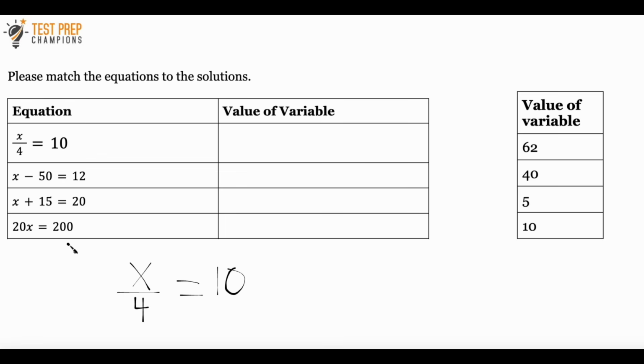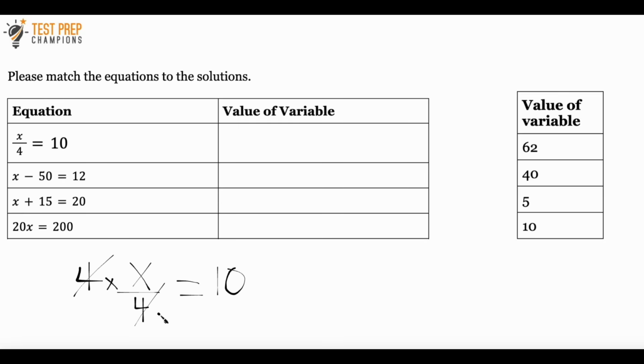So we've got x over 4 equals 10. Now, the name of the game is to get the x by itself on one side of the equation. So how do we do that? Well, we've got x over 4. So that's x divided by 4. So we want to do the opposite of division, which is multiplication. So if I multiply by 4 over here, the 4's cancel out because 4 divided by 4 is 1.